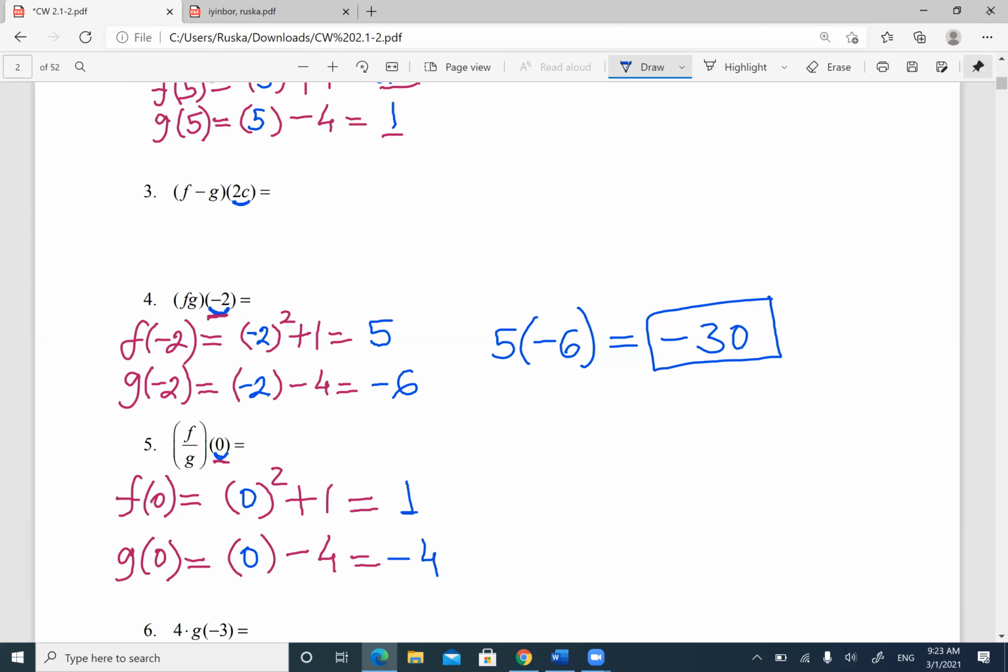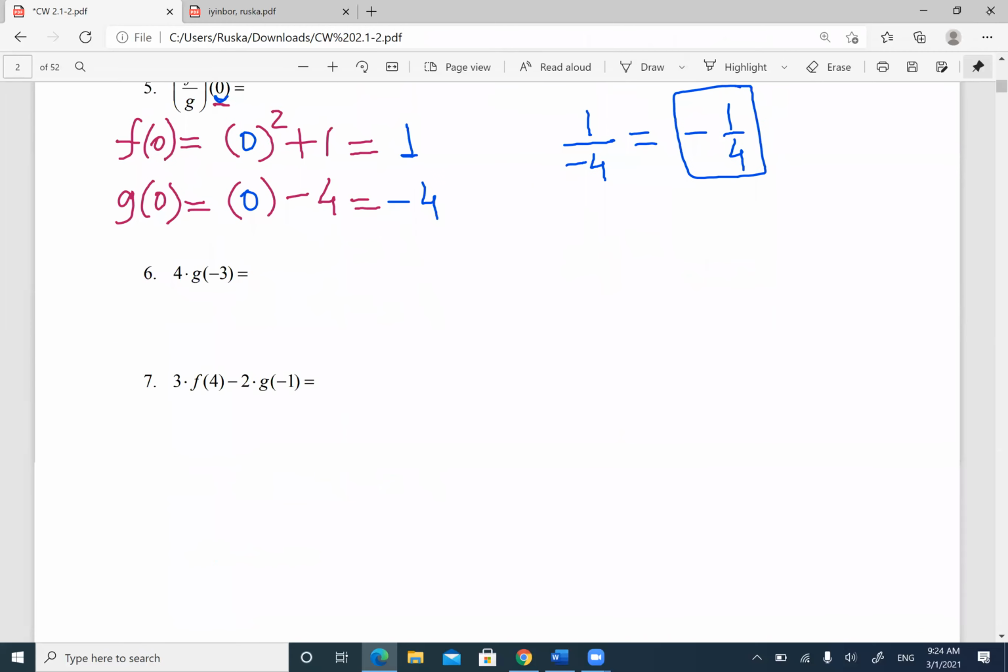Now what I need to do with those 2 numbers, I'm going to divide them. So it's going to be f on the top over negative 4, divided by g. So that will give me 1 over negative 4, or negative 1 over 4. So just leave it like a fraction like this. Okay? Yes, ma'am. So that's all you're doing.